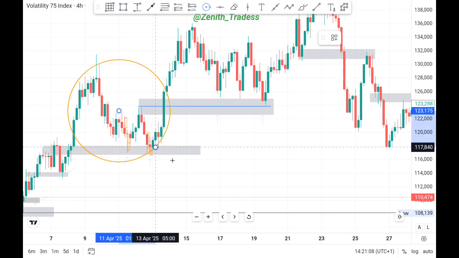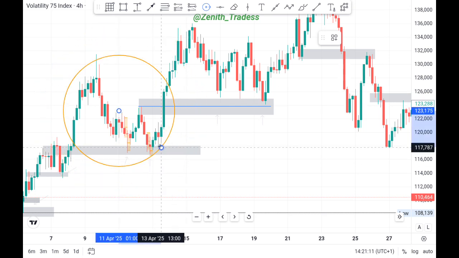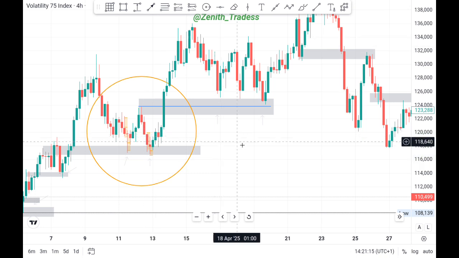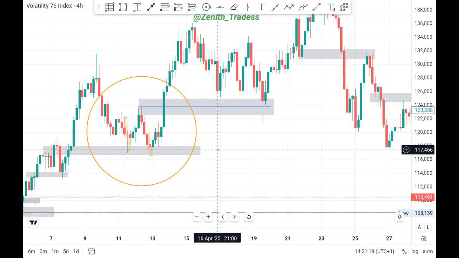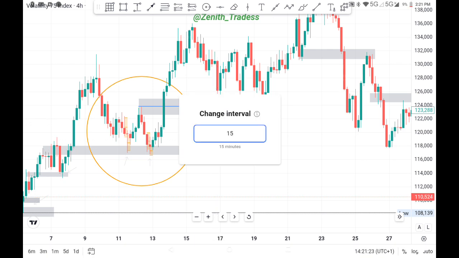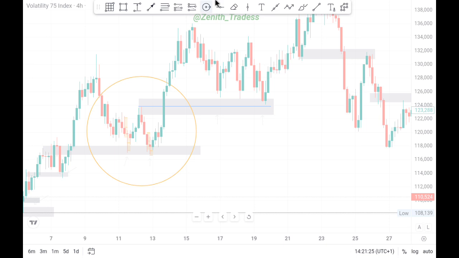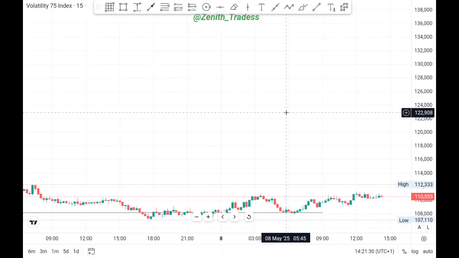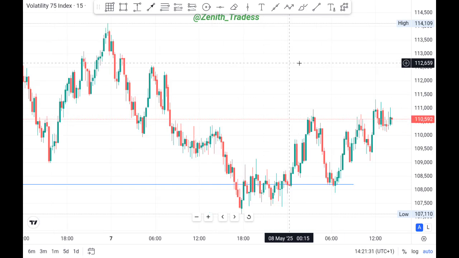Let me use cycle to know where we marked. If it is recent price action, there's no need for you to use cycle, because as you turn to M15, you see it immediately. So let's go to M15.